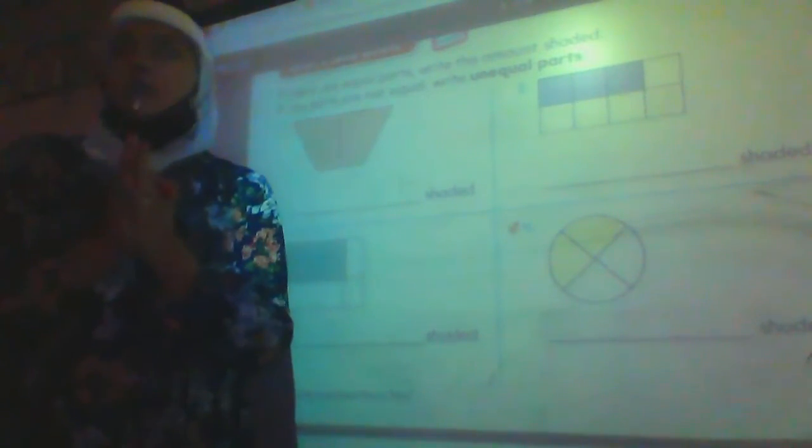It says, if there are equal parts, write the amount shaded. If the parts are not equal, write unequal parts. So let's look at number 1. Are these equal? Yes. If you fold them, they fold up perfectly. They're symmetrical. They are equal. If these are pizzas and I got one and Jacob C got one, it's fair, right? It's fair. Okay, so these are equal. So how many are shaded here? 2. The first question you ask yourself is how many are shaded? 2 are shaded. So we're going to write 2, like the number 2. And the whole is cut into how many pieces? 2, so that's what? Halves.